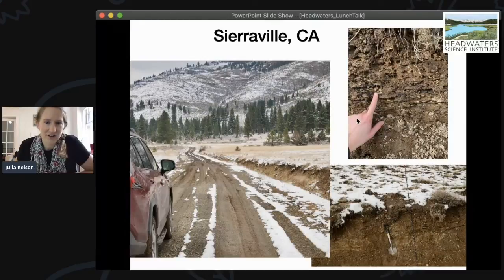And so these are just a snapshot of 3 of the environments that I've sampled. You can tell that they're pretty different environments and probably have different aridities in the modern. And so the goal is that I could use these to calibrate the past. Okay, so once I have these soils, how do I measure their oxygen isotope composition?